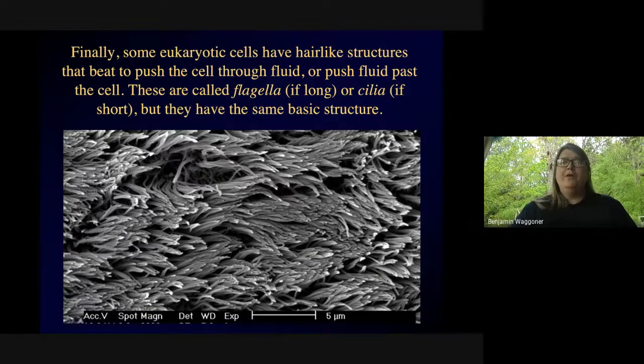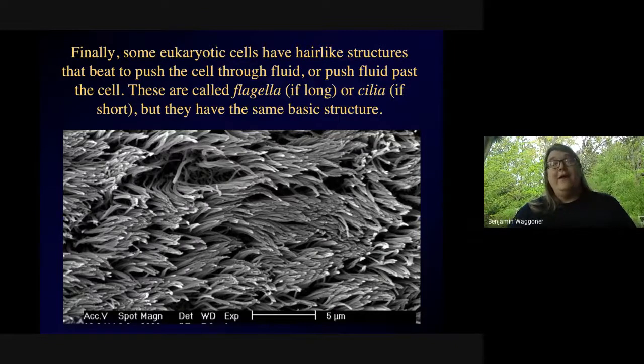Some protists will use these little things to swim through fluid. In your lungs, these things beat to push fluid past the cell. The fluid does the moving and the cell stays where it is. So your lungs are constantly making mucus, and the mucus gets pushed along by the lungs. And then ultimately, when you cough, it goes out of the lungs, so it doesn't just stick around and clog things.